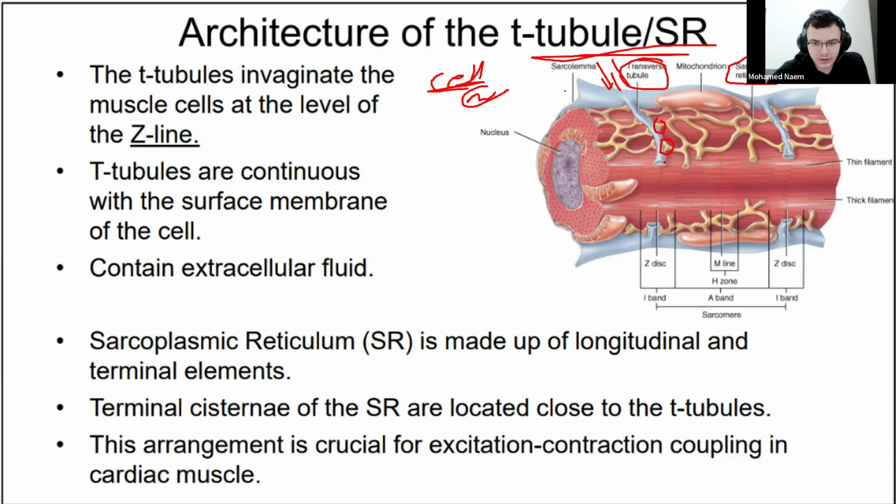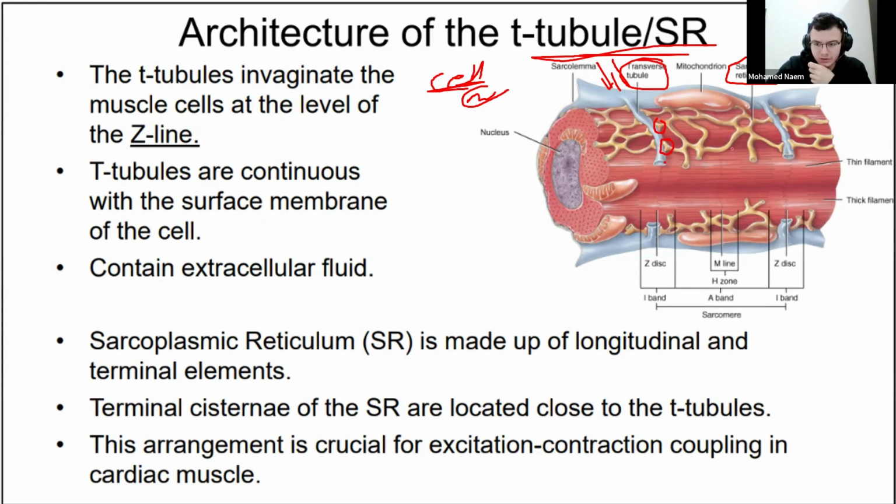The T-tubules are continuous with the surface membrane of the cell, which is the sarcolemma, and contain extracellular fluid. Just remember, since it transfers the action potential, it's going to have extracellular fluid so the action potential can run through it, right? Just basic logic. True? The sarcoplasmic reticulum is made up of longitudinal and terminal elements.